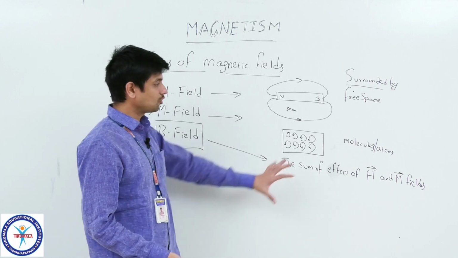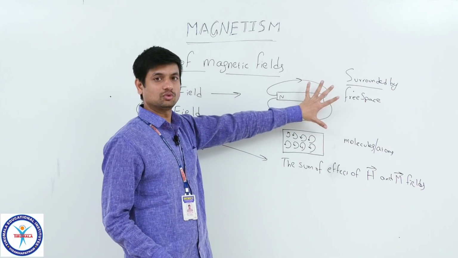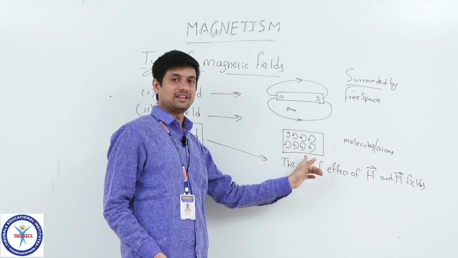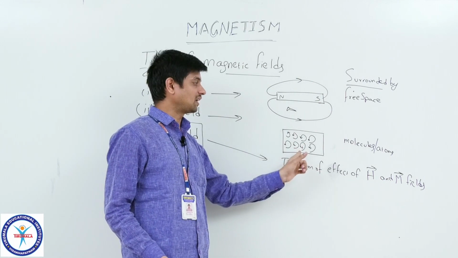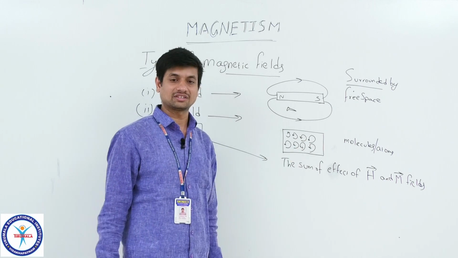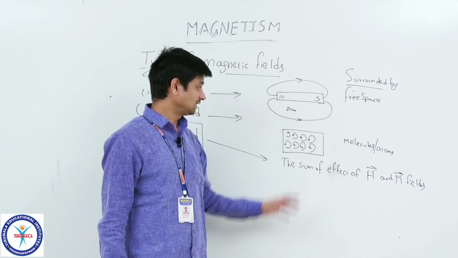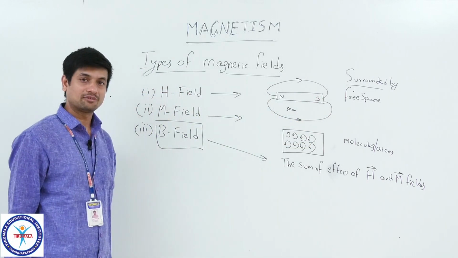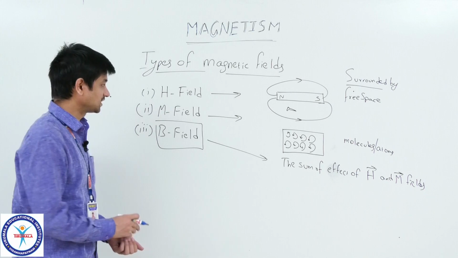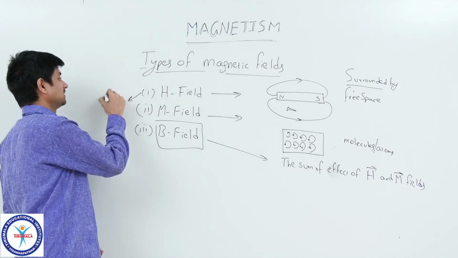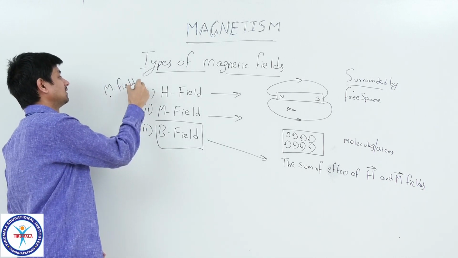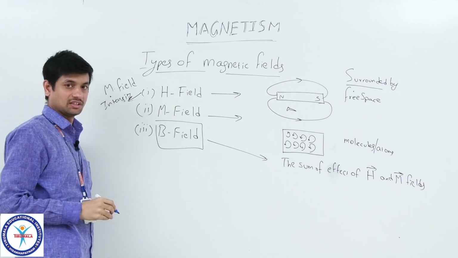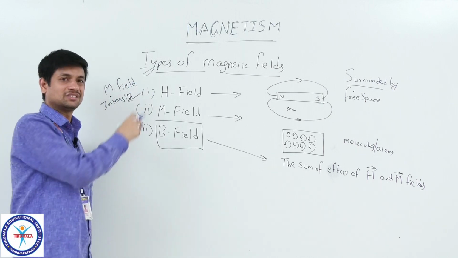That means if there is no material, simply it gives you the field from the source. If this field is utilized by any unmagnetized material, then inside it also electric currents and magnetization will take place. The sum of all these effects will give you the B field, what we have discussed, the magnetic flux density. That is why the H field is called just magnetic field intensity, or magnetic field strength. These are the words.